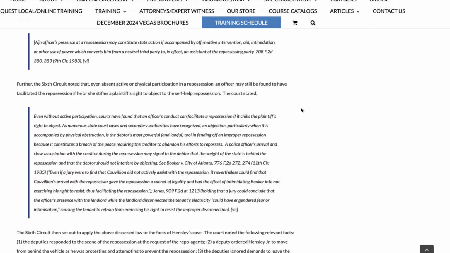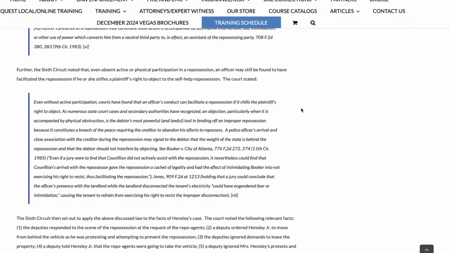Even without active participation, courts have found that an officer's contact can facilitate a repossession if it chills the plaintiff's right to object. As numerous state court cases and secondary authorities have recognized, an objection, particularly when it is accompanied by physical obstruction, is the debtor's most powerful and lawful tool in fending off an improper repossession because it constitutes a breach of the peace, requiring the creditor to abandon his efforts to repossess. So this is saying that it's lawful for a debtor to say, no, you can't take my stuff, accompanied by physical obstruction. So you can physically try to stop them.